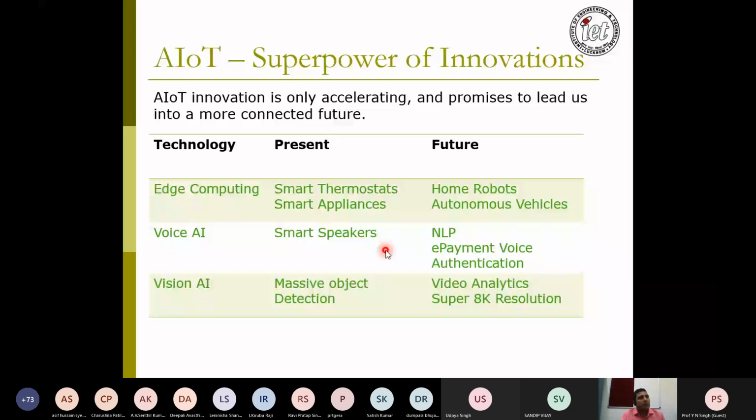So at the later part of this discussion, we can say that AIoT, artificial intelligence supported Internet of Things, is certainly a superpower, a great thing for human beings, a superpower of innovations. They are accelerating and promise to lead us into a more connected future, right? And we certainly expect technologies like edge computing, like smarter thermostats and smarter appliances, and its future.